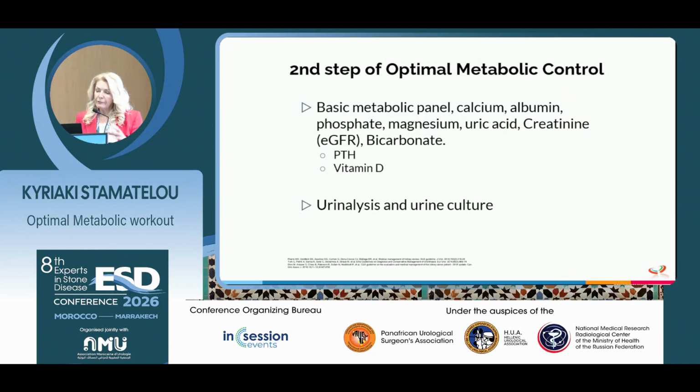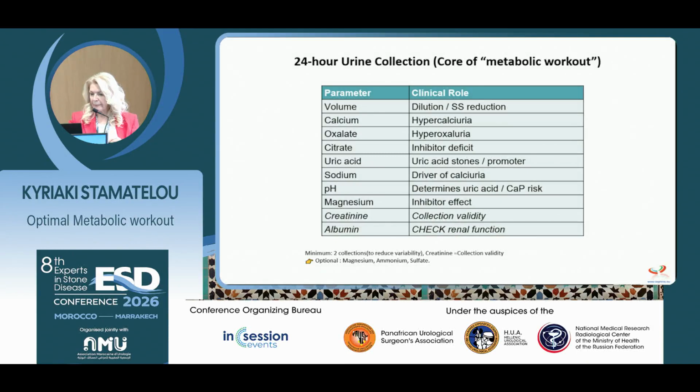So what after risk stratification, which is the second step? We should go to the control. This is blood works, basic metabolic panel, calcium, albumin, phosphate, magnesium, uric acid, creatinine. As a nephrologist, I would never leave out creatinine because eGFR calculation is very important, and PTH and vitamin D levels, and urinalysis and urine culture.